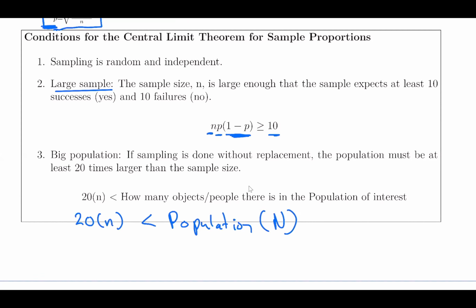And the whole reason why you want a big population is because you want to make sure that the population is not small, like only 20 people or 30 people. You want to make sure that the population has like 10,000 people or a million people or something like that. Any question for big population and large sample? Once we actually do it, it should kind of make sense to you.